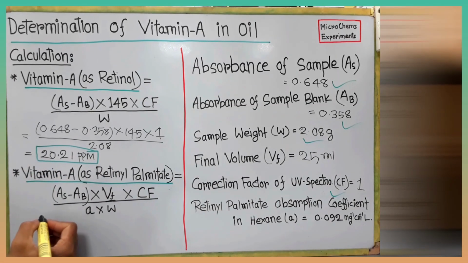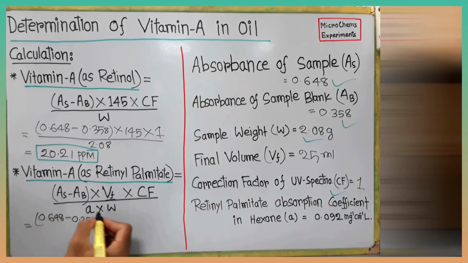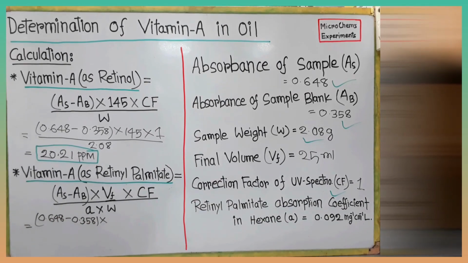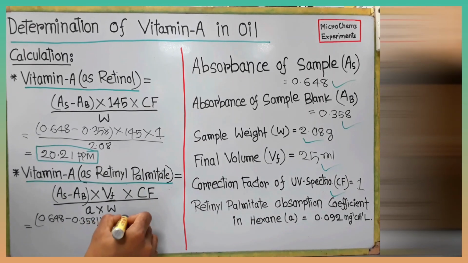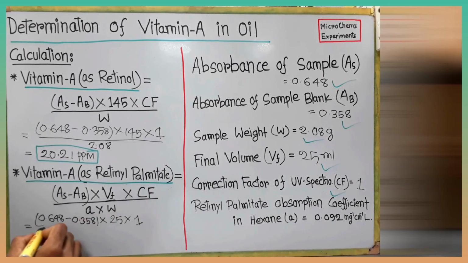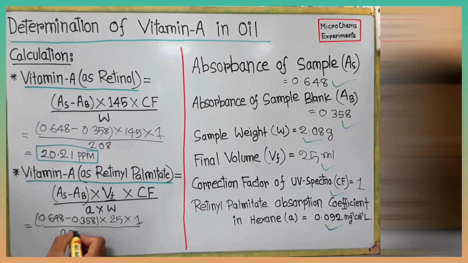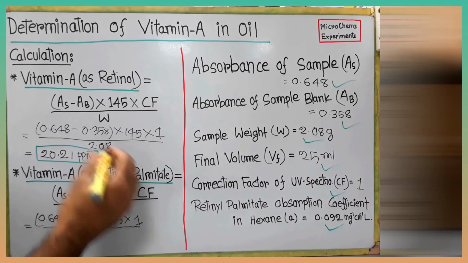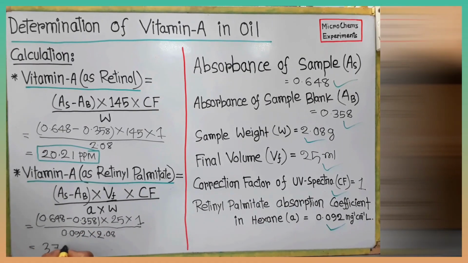Now we will put the values in the second equation to estimate the vitamin A as retinyl palmitate. By solving the equation, we got the vitamin A as retinyl palmitate in our sample is 37.88 ppm.